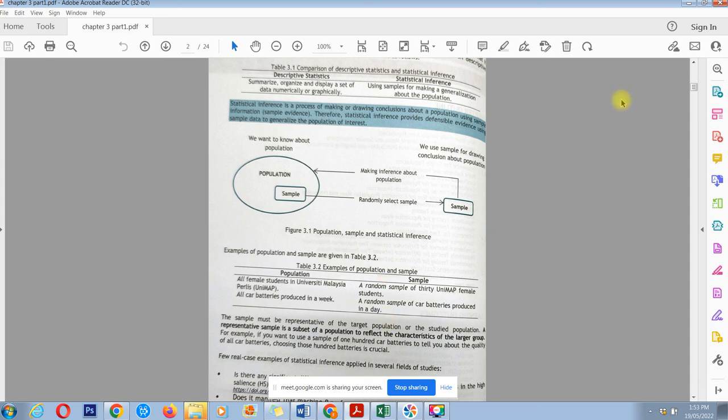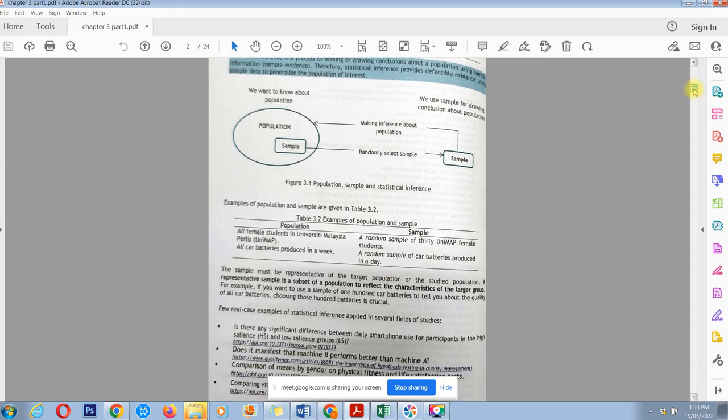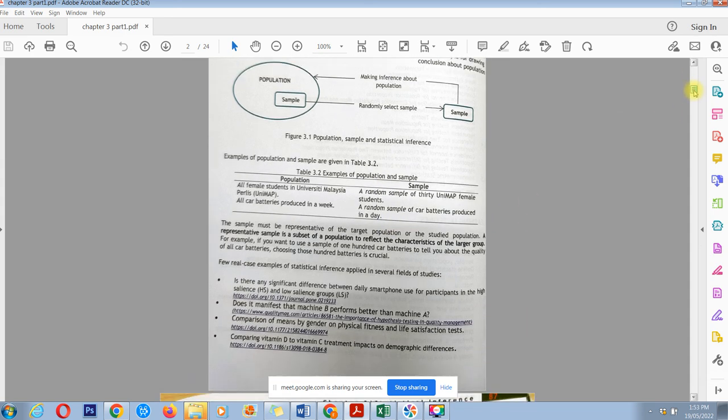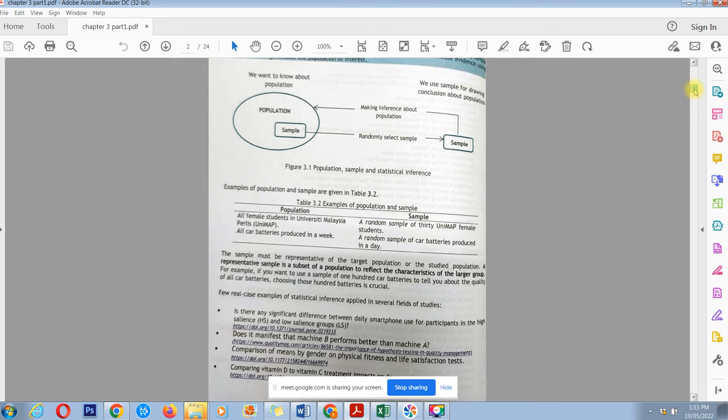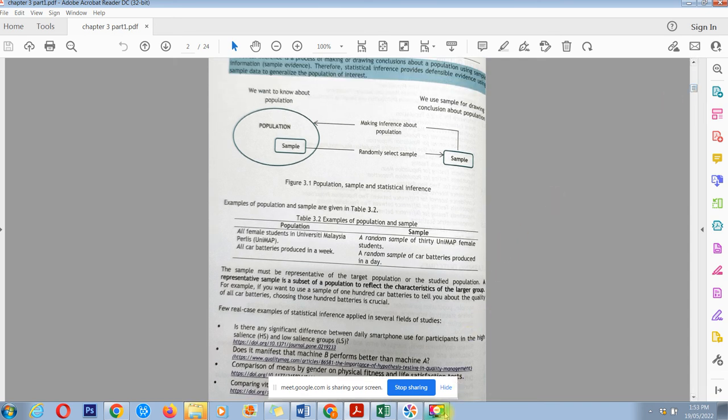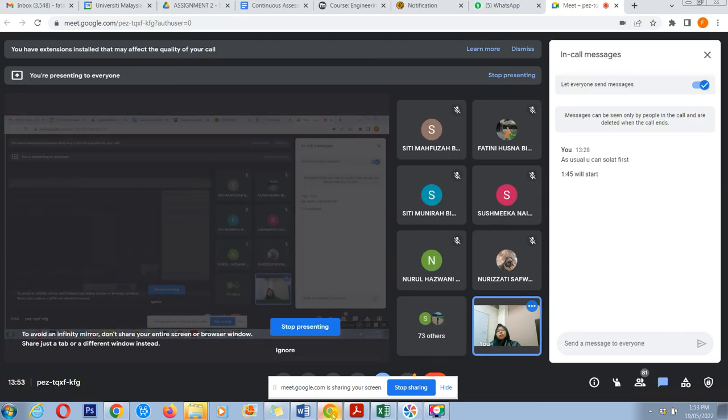Why do we take the sample? Why do we take the sample? Save time? No, not that purpose. Why do we take the sample? To draw conclusion.